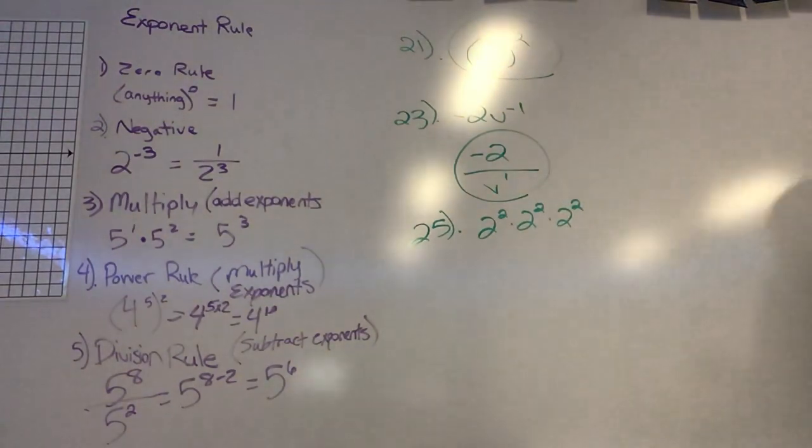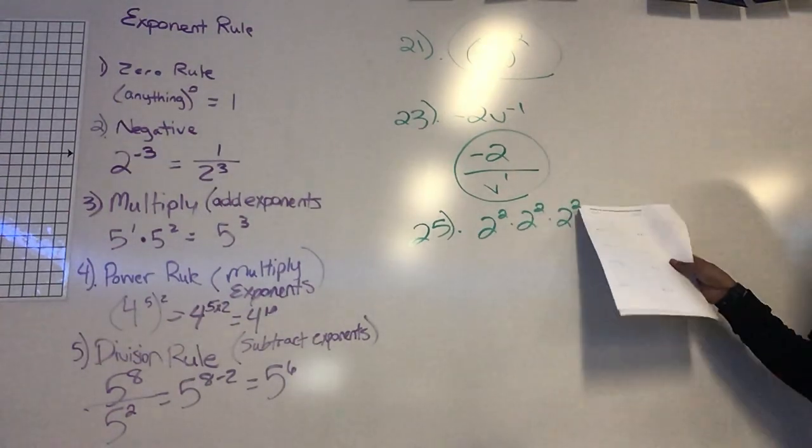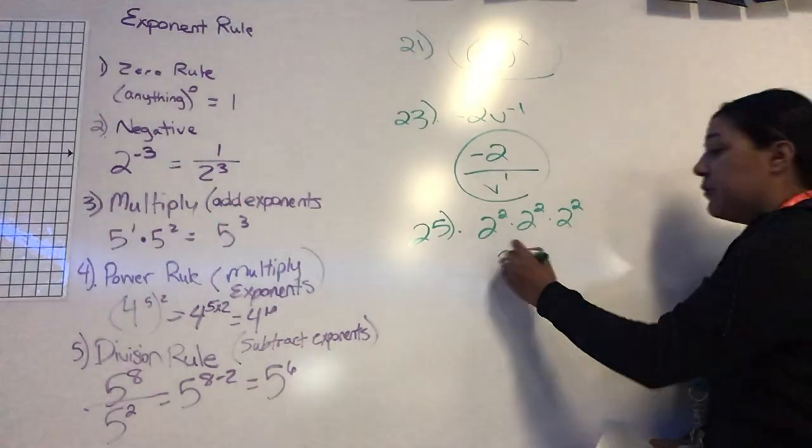Okay, what kind of rule is this? What's a dot mean? Multiplication rule. What do we do with the exponents? We add them. So 2 plus 2 plus 2 is 6. So you're going to have 2 to the 6th.